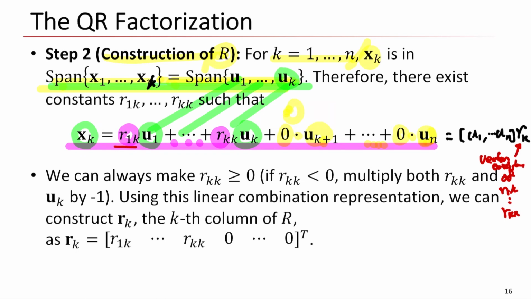Then we can always make rkk larger than or equal to 0. Why? Because if rkk is less than 0, we can just multiply both rkk and uk by -1, right?